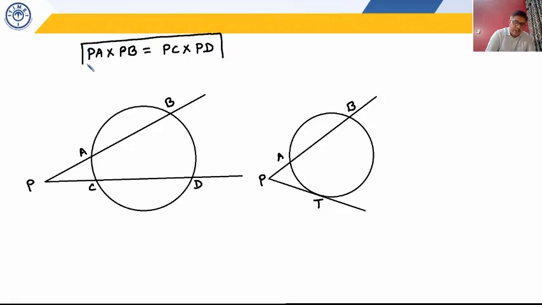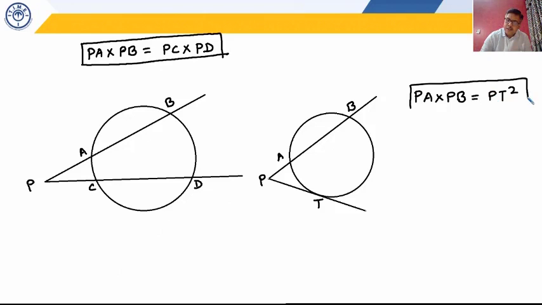We can straightaway use this property. I am not interested in the proof of this. If you are interested in proof, you can consult your reference material, and the proof of this property is linked with similarity of triangles. So PA into PB is equal to PC into PD, and here PA into PB is equal to PT square. And this rule is applicable for this figure also.